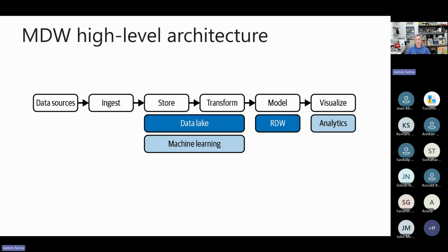Any architecture you build will generally have 5 steps. You're going to ingest, store, transform, model, and visualize the data. All the architectures I'll talk about, that still applies. Most architects have these same steps. They may call them something different, but the idea is still the same.